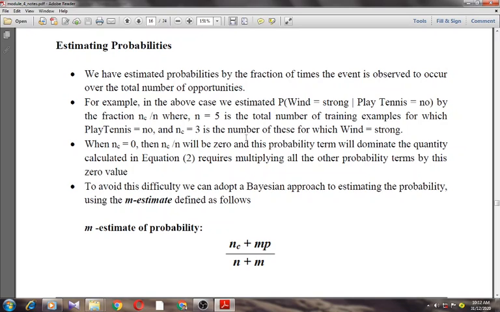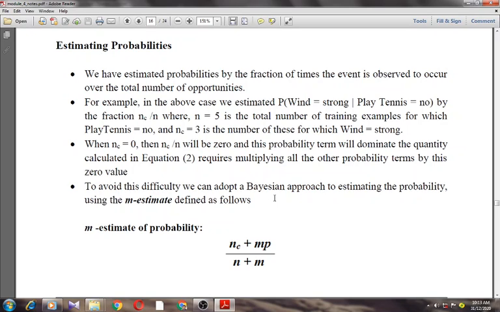While this observed fraction provides a good estimate of probability in many cases, it provides poor estimates when nc is very small. To see the difficulty, suppose we have a sample containing only 5 examples for which PlayTennis is equal to no, then the most probable value for nc is 0.